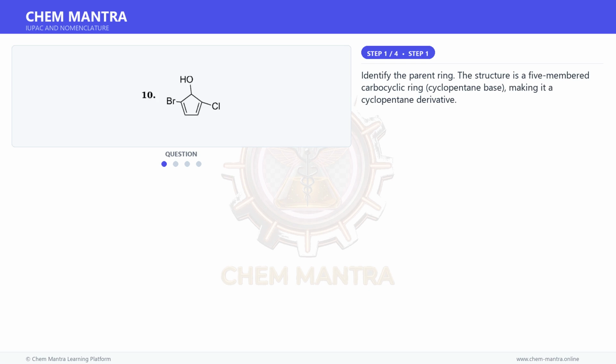Identify the parent ring. The structure is a 5-membered carbocyclic ring, cyclopentane base, making it a cyclopentane derivative. Moving on to the next step.